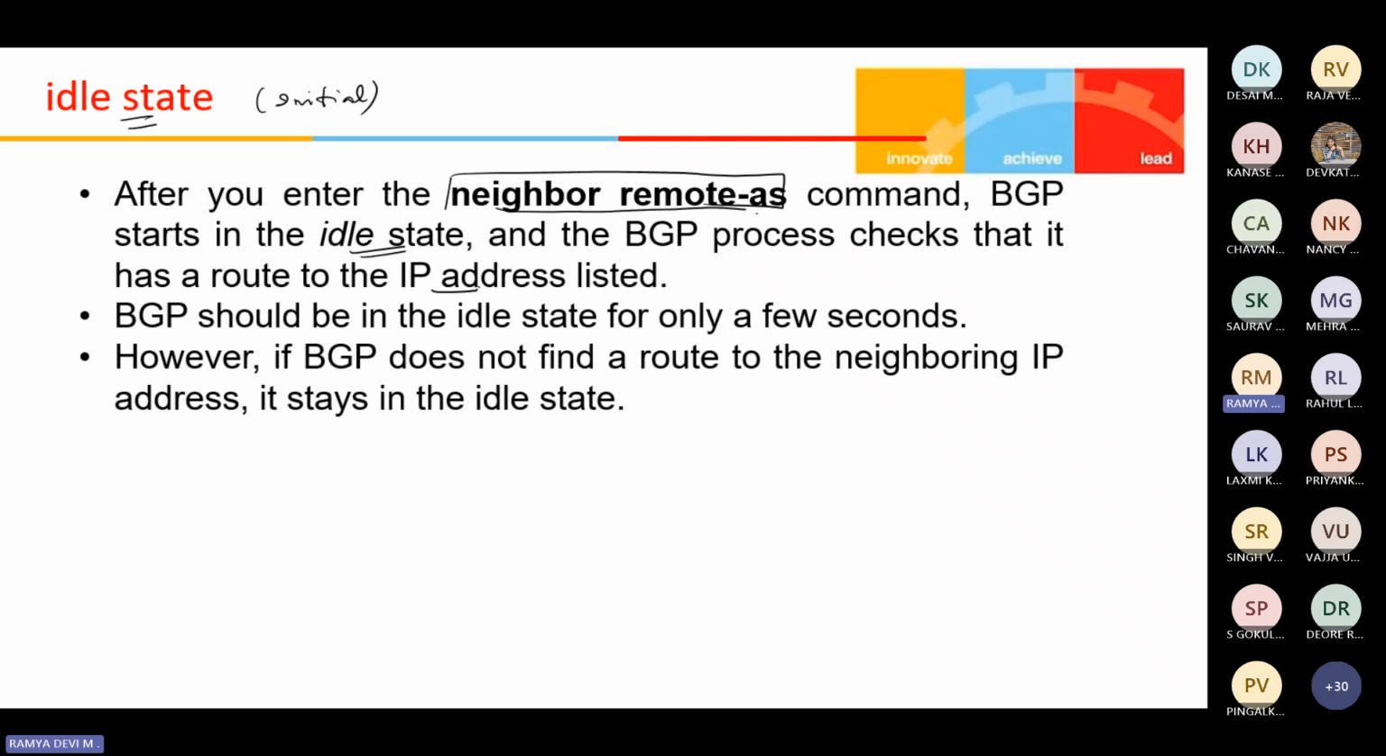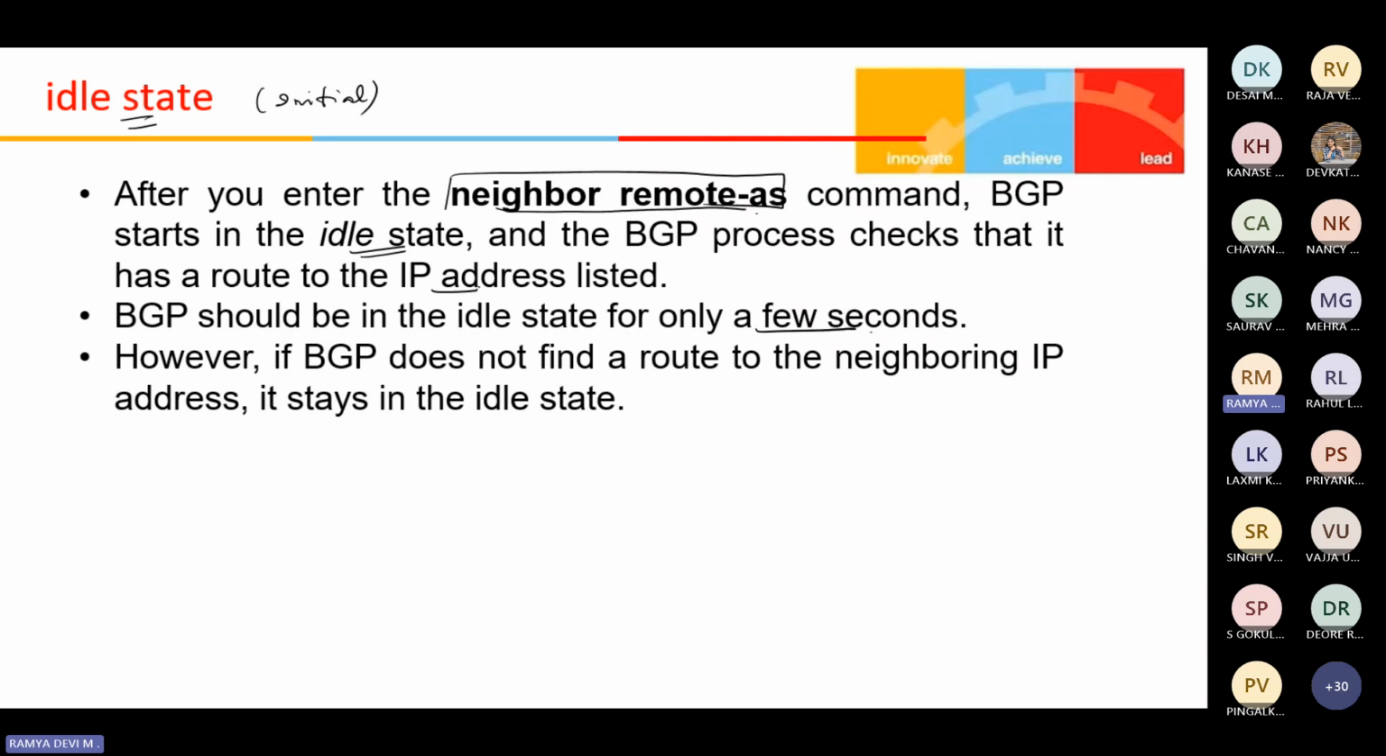The idle state should last only a few seconds under normal conditions. If there is a failure, and no valid route exists in the routing table, BGP will remain stuck in the idle state and will not proceed to the next state. That is the initial state. Once I give the neighbor remote-as command, it will look for the route in the routing table.